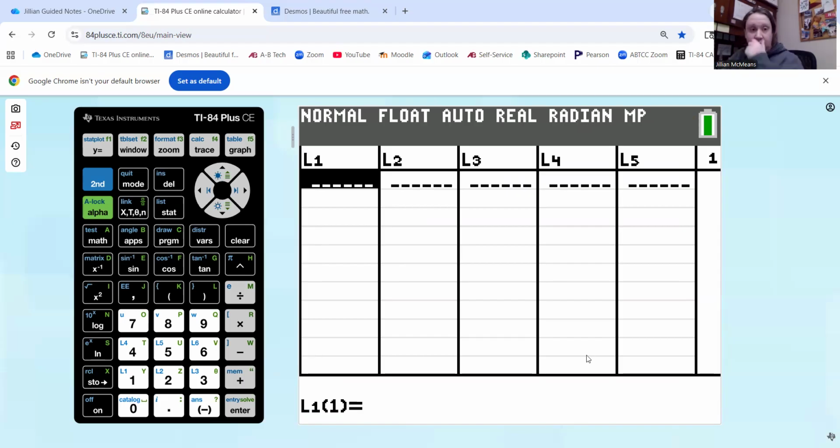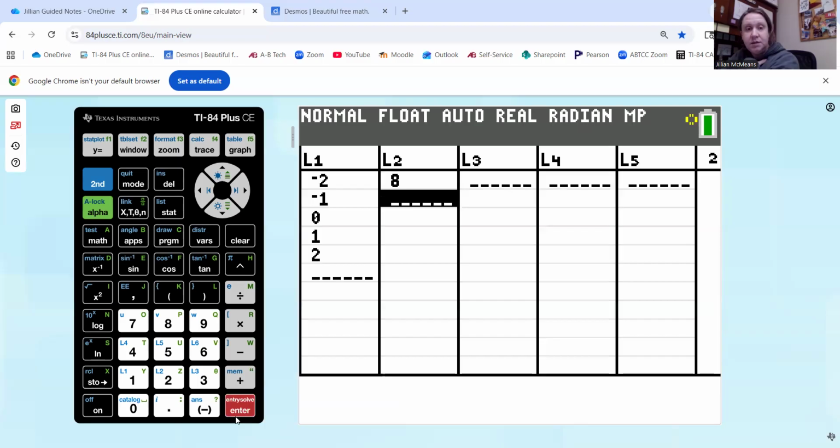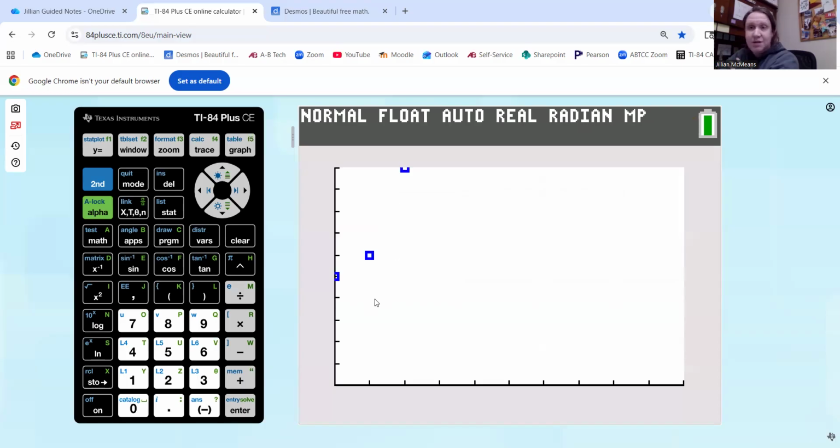So we have -2, -1, 0, 1, and 2 for your X's. And then our Y's, we had 8, 6, 5, 6, and 10. Okay? And just double check, make sure your ordered pairs line up the way they should. And then we can go ahead and go to graph if you want. And notice here we don't see the whole picture, and that's because our X's and our Y's are a little different for this graph than for the last graph.